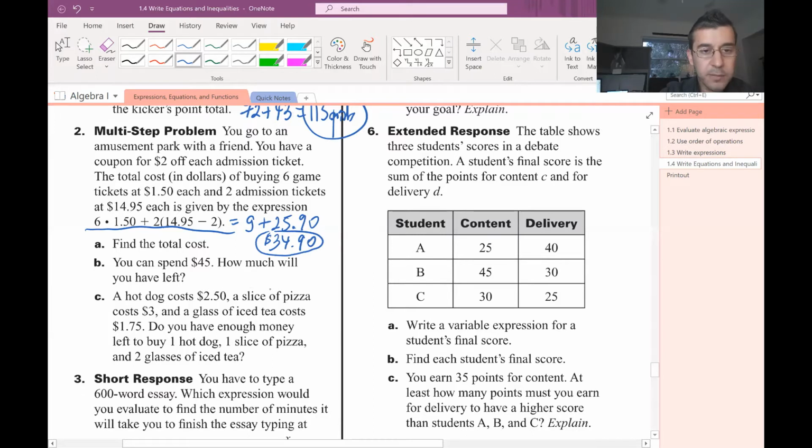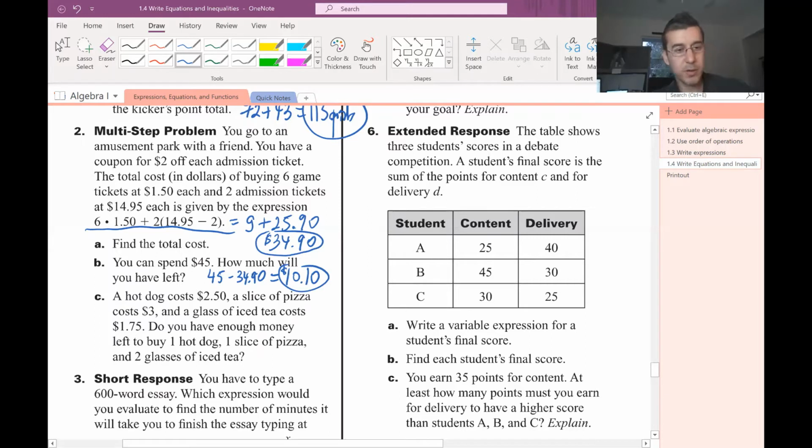You can spend $45. How much will we have left? So it's just 45 minus this number here. So 45 minus 34.90. If you do 45 minus 35 is 10, but there's 10 cents extra, so it's $10.10. That's for B.